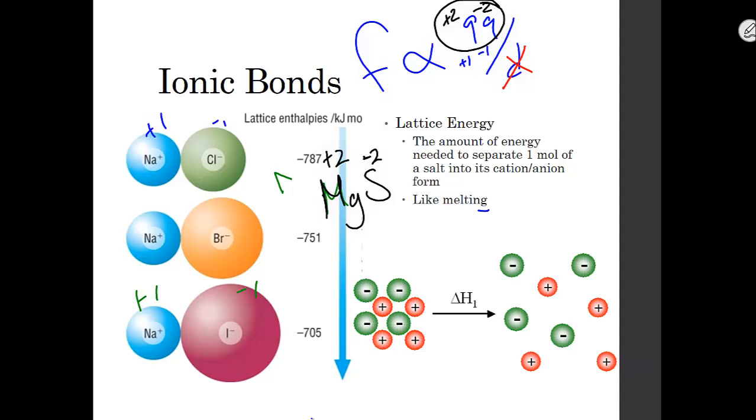So the force of attraction for magnesium sulfide is greater than the force of attraction for sodium chloride, so magnesium sulfide would have a higher melting point, a higher boiling point, greater lattice energy. Coulomb's law is a great way to explain or predict these values.